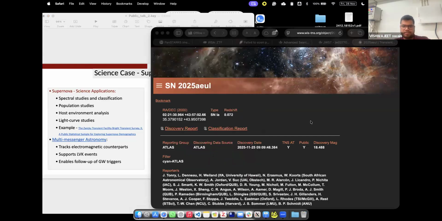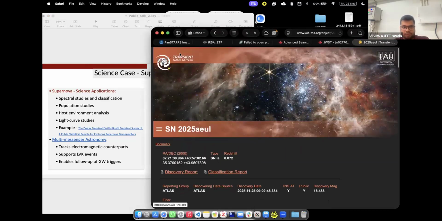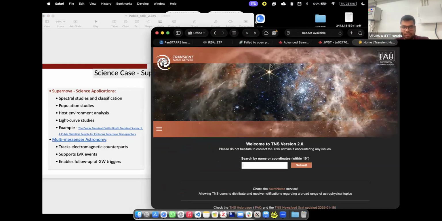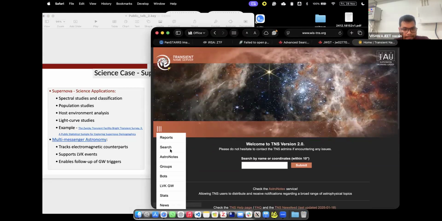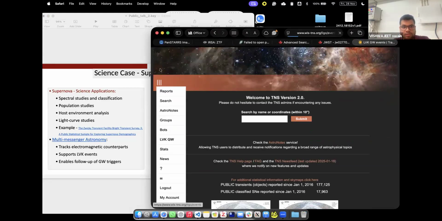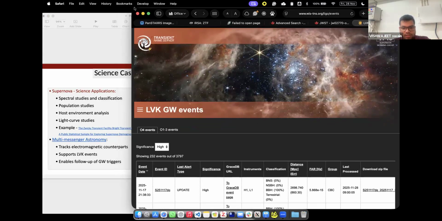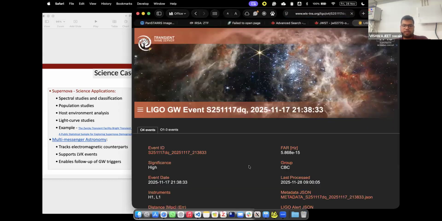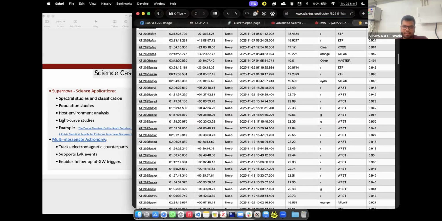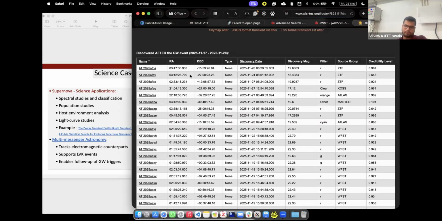Again, the Transient Name Server is also good for LVK alerts. So this is another science case that people can do: LVK alerts. You can pick up all the GW events and then check there. This is why it is good for each LVK alert. It is collecting all the transients which happened after the event, not before it.